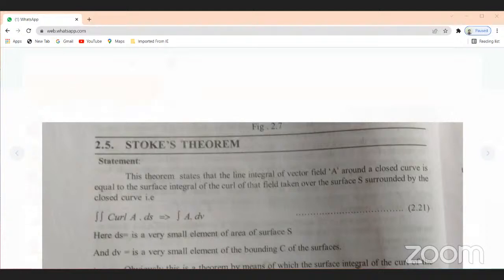Okay, sir. Hello sir, I'm having one doubt. Here curl A dot ds, which implies integral of A dot dl. So surface to volume is there, sir, but we are saying line to surface.